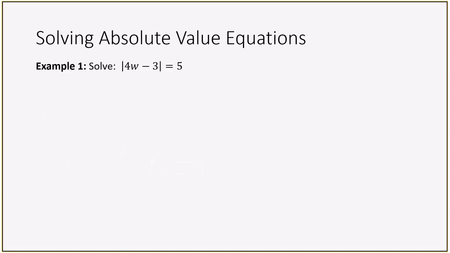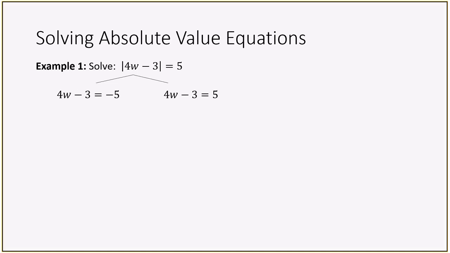To see it again, if we're solving an absolute value equation, our first step is to get the absolute value by itself. So that's already happening, which is great. And now I'm going to break it into those two possibilities. My one possibility is the negative. My other possibility is the positive. So 4w minus 3 is equal to negative 5, and 4w minus 3 is equal to positive 5. All I've done is flip the sign on the right side of the equation.